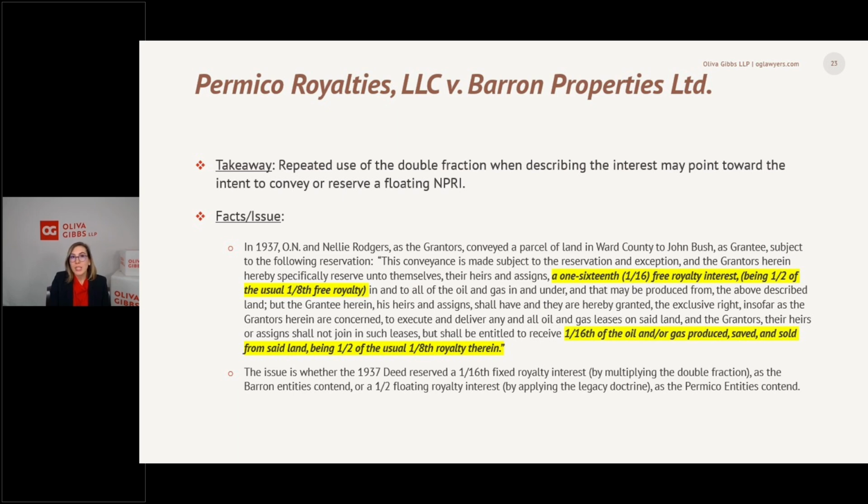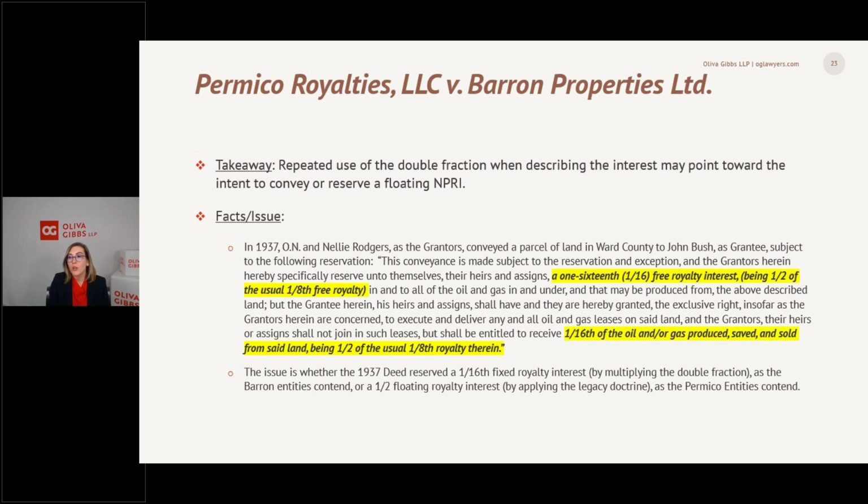Here we're leaving Reeves County and we're looking at land in Ward County. In 1937, O.N. and Nellie Rogers conveyed a parcel of land in Ward County to John Bush, subject to the following reservation. I'm not going to read the whole thing, but you can see the highlighted parts. A 1/16th free royalty interest being 1/2 of the usual 1/8 free royalty. And later down in the deed, we have this same information repeated.